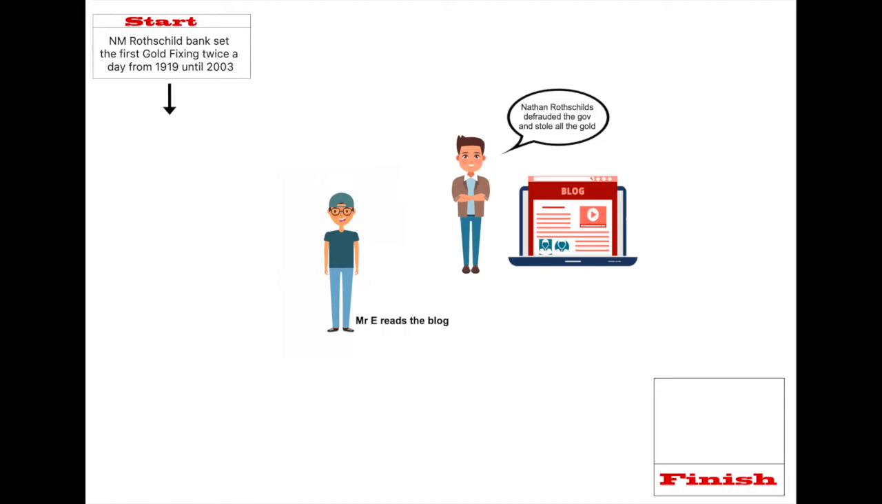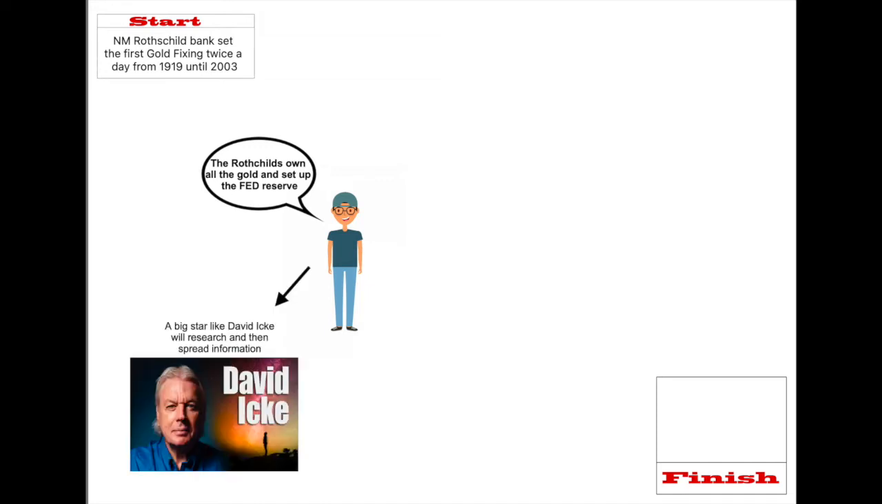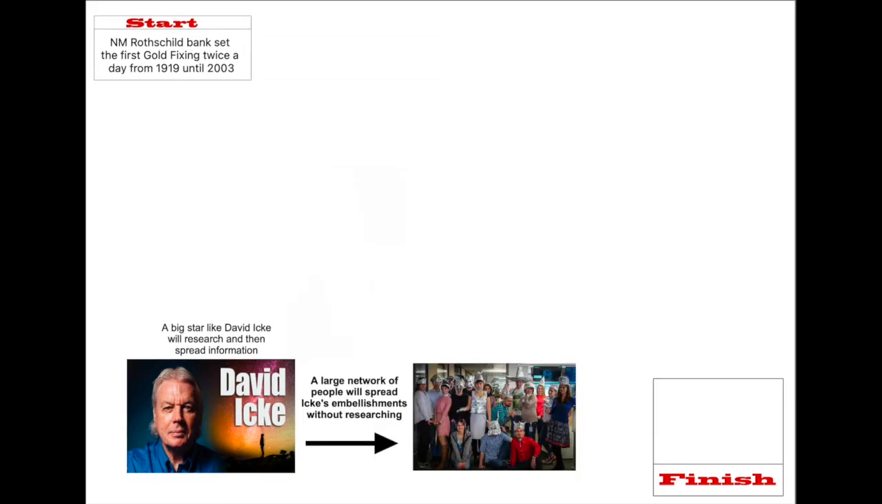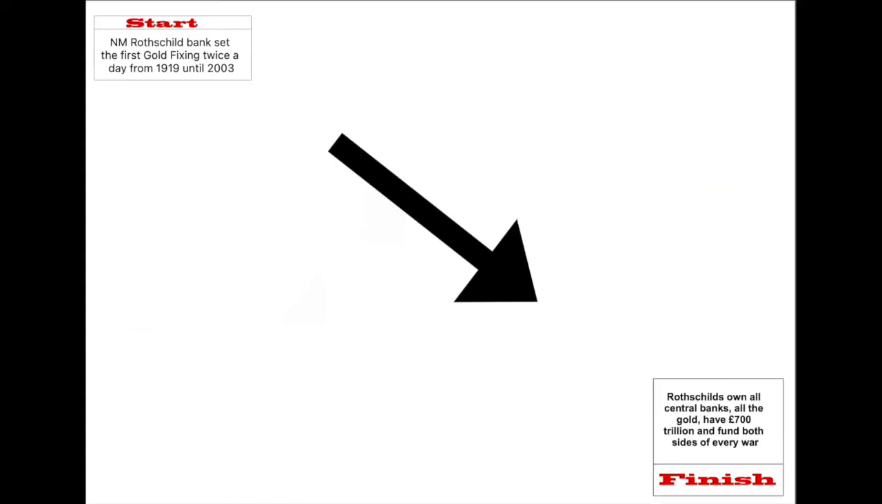Mr. E reads this blog. Mr. E makes a video of the website that the Rothschilds own all the banks and set up the Fed Reserve. People like David Icke come along and then research and spread this information to a large network of people who will spread Icke's embellishments without researching. Through many discussions, embellishments, and years of being passed around without much critical and deep research, you then come up with this: the Rothschilds own all the central banks, all the gold, have 700 trillion, and fund both sides of war. This is what is made up.